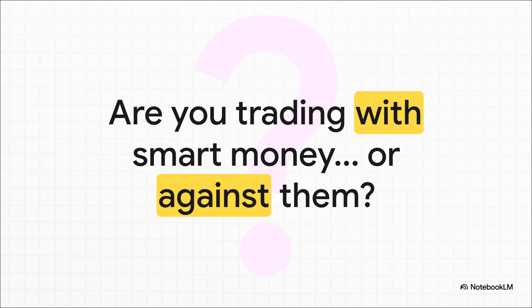The market is always leaving behind clues about what the big players are doing. When you understand a pattern like the mitigation block, you stop being the person who gets trapped by the move, and you start becoming the person who anticipates it. So, I guess the only question left is, which trader are you going to be?